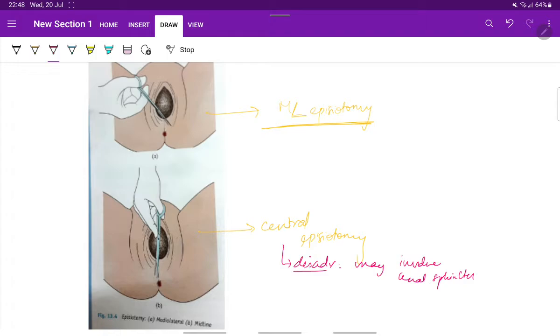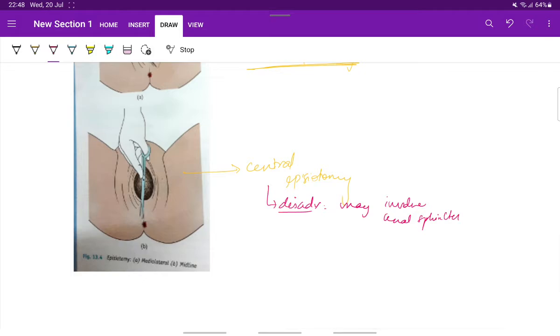So, this is one of the disadvantages. But an advantage is that healing is more perfect, as it is in a straight line. But mediolateral episiotomy has no such disadvantages. And after giving episiotomy and delivering the baby, the episiotomy wound should be properly sutured in layers. And they suture it in 3 layers.